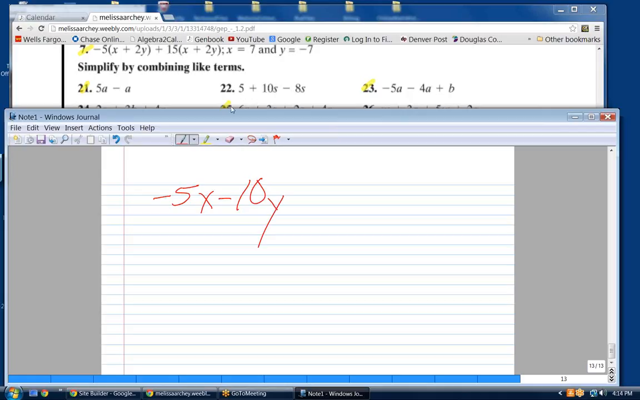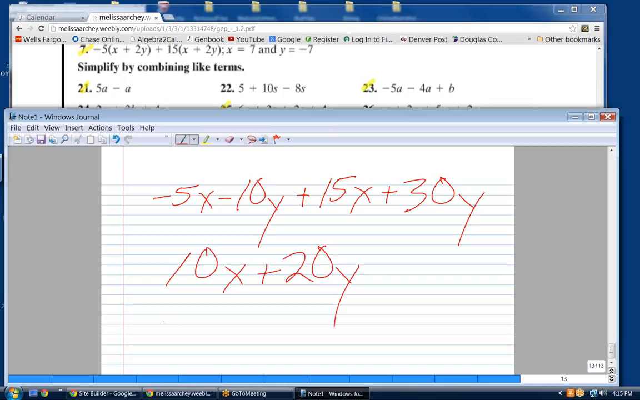All right. In other words, if we're going to reduce this expression, it's minus 5 times x plus minus 5. Okay, I see what you were doing. Okay, all right. What's the rest of it? Plus 15x plus 30y. Okay, now let's simplify that. Starting with the x's. So we got 10x plus 20y. Okay. And then let's evaluate it.